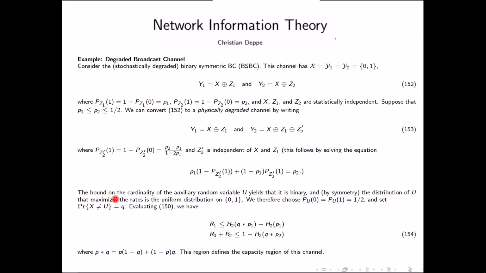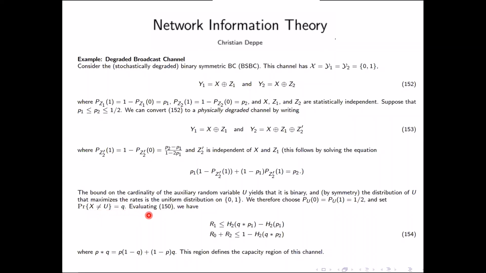For the bound on the cardinality, the auxiliary random variable U is binary. And by symmetry, the distribution of U that maximizes the rate is uniform, a uniform distribution on {0, 1}. So therefore, we can choose P_U(0) and P_U(1) equal to 1/2. And we say that the probability of X not equal to U is equal to q.